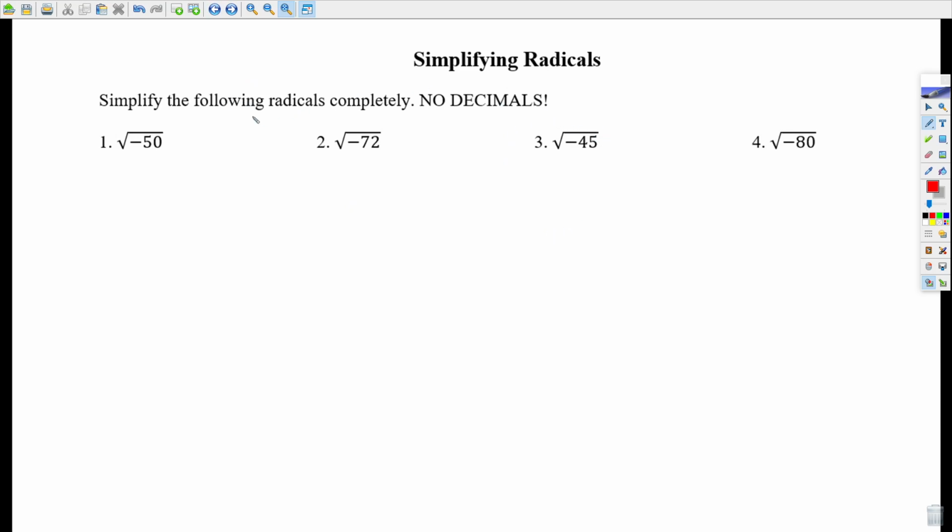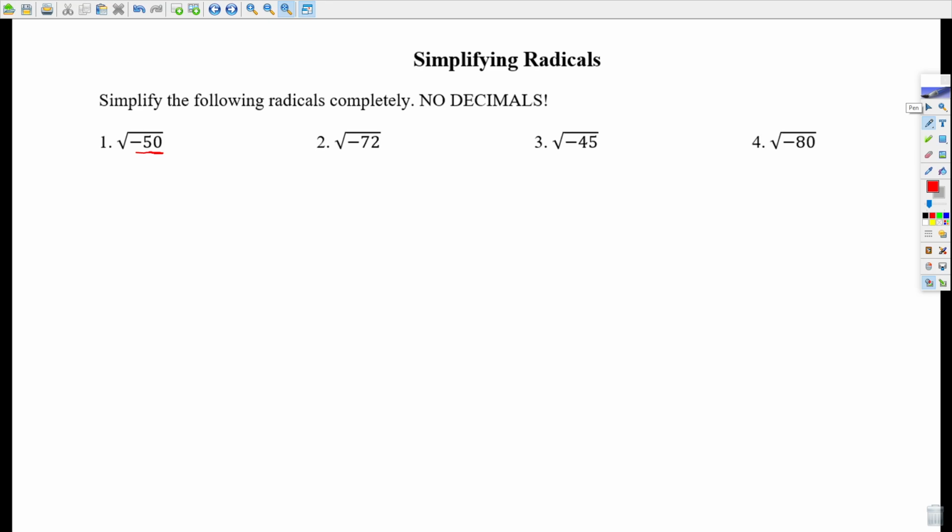Simplifying radicals. So we're going to simplify these radicals completely, but we're not going to actually have decimals. We're going to do this by hand for the most part. I guess you can use a calculator to figure out some of these perfect squares. So what we need to do is look for perfect squares in these numbers, because if you do the square root of 50, it's like, let me think, 49 is 7. So it's probably about 7.1 or 7.2 or something like that. I don't want to do decimals though.